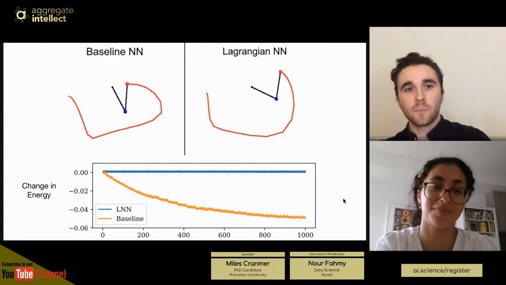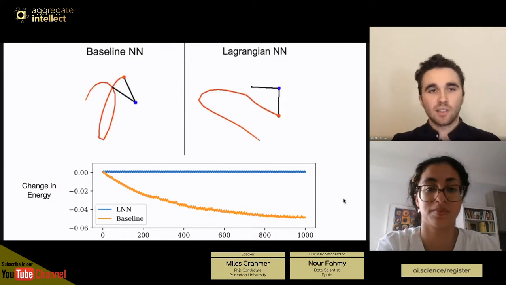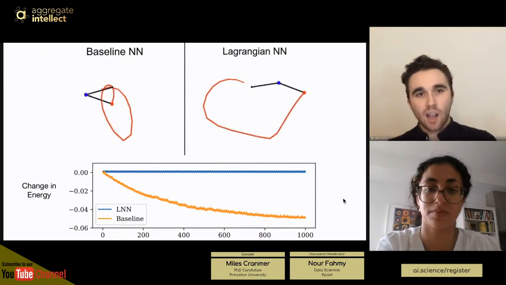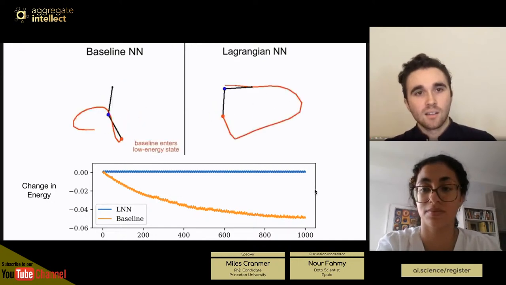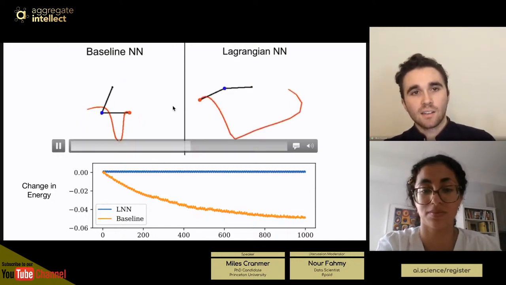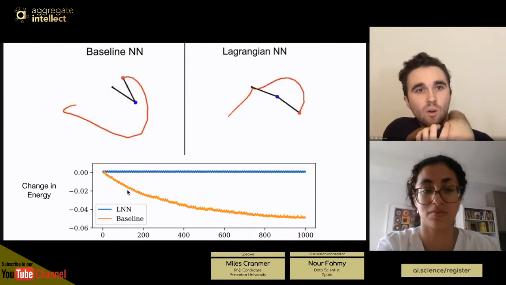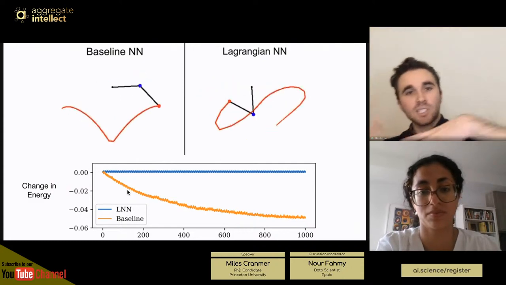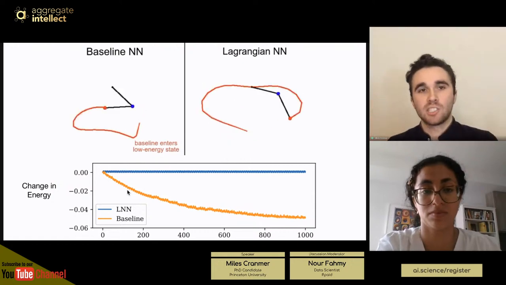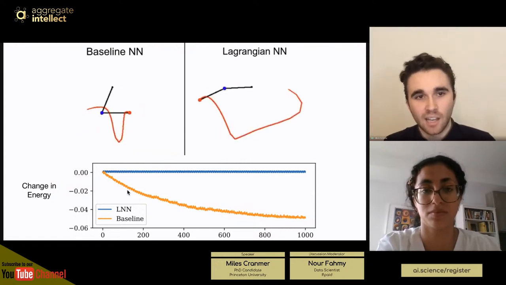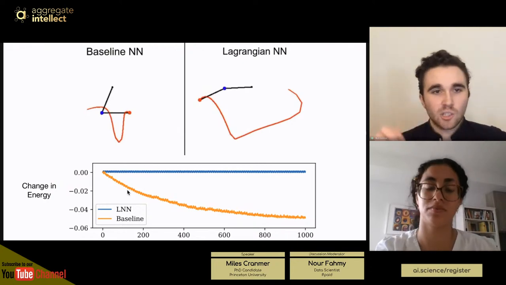and then you evaluate it, you can see that they both look realistic. It's a chaotic system, so they look different, but over the course of time, you can see that the baseline neural network starts to enter this low energy state. So over time, the Lagrangian neural network keeps the same energy, but the baseline has decayed a bit, and now it's in this low energy state. For no reason, because that's not in our training set. It just doesn't really care about energy conservation. The Lagrangian neural network, you embed this.